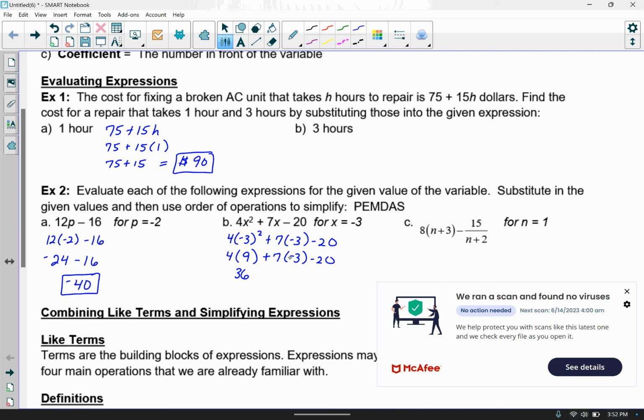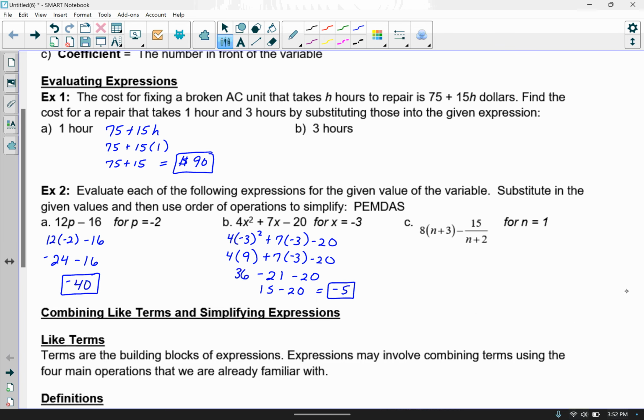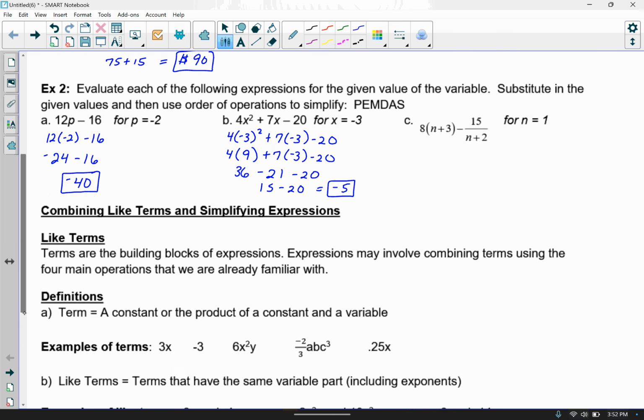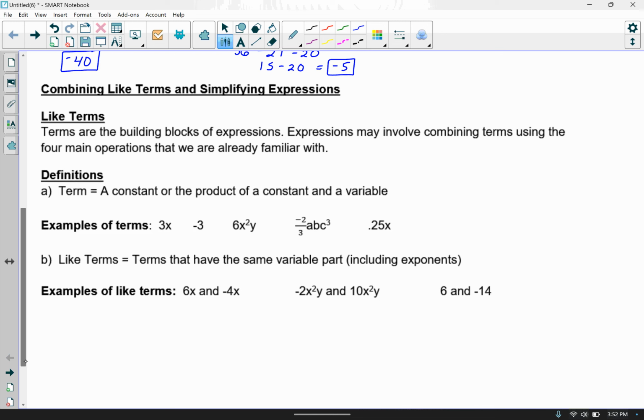The next one, positive 7 times -3, that's going to give you 21, but a positive times a negative is a negative. So I'm going to have minus 21 minus 20. And then from here, I'm going to work my way left to right. So 36 minus 21, that's going to give me 15 minus 20 for a final answer then of -5. Okay, I'll let you stop the video and try example C on your own and check yourself by the solution key.